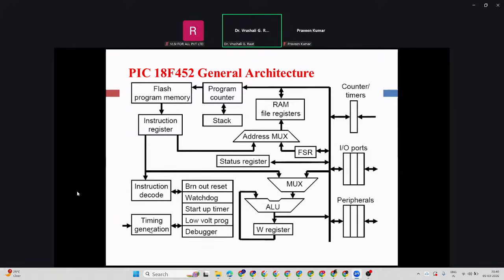They will be supported by what? Timing generation, which is the clock. It will be supported. Okay. So this is how the program part is dealing. Other than that, we have RAM. This is for data memory.